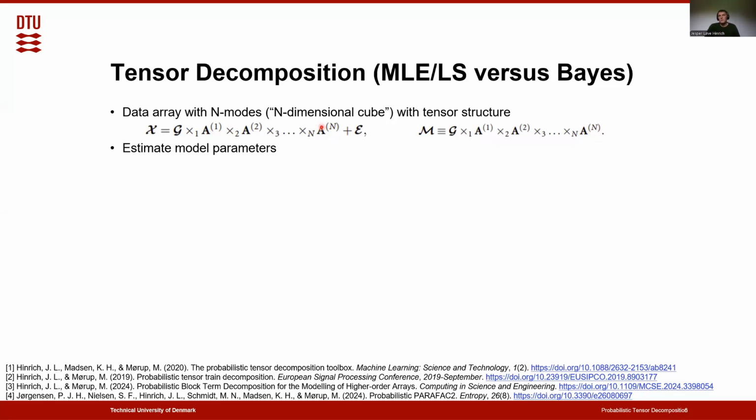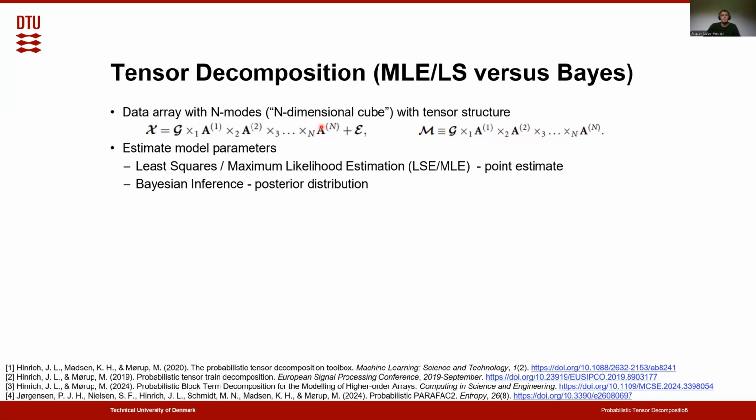Now you want to estimate these model parameters, and what most people do is least squares estimation, or equivalently a maximum likelihood estimation under a Gaussian distribution. And this gives what's called a point estimate. That is, there's a single true value of the parameters, which is what you're assuming when you do least squares or maximum likelihood.